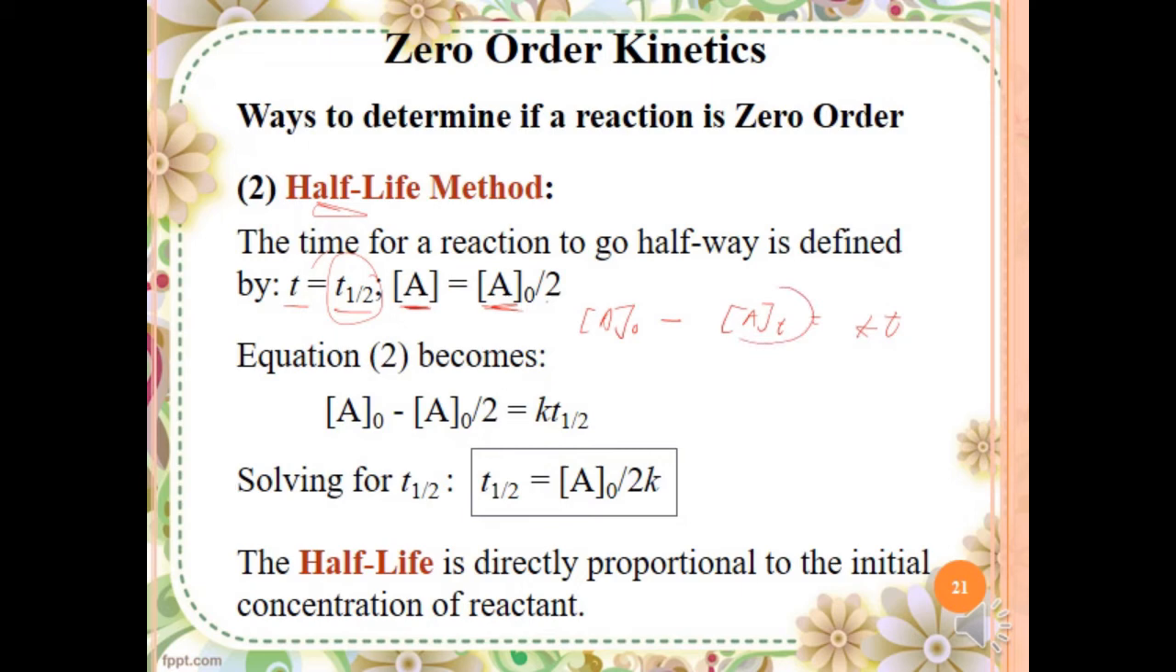this At would become A naught over 2 here, and t here will become t half. So we rearrange this, we solve this. So t half would be A naught divided by 2k.